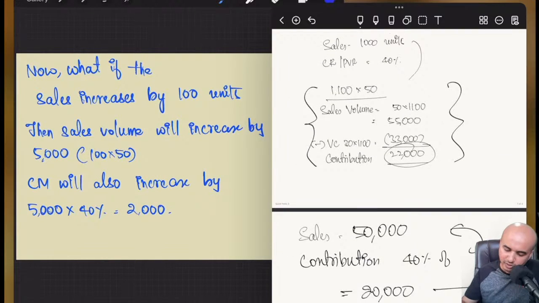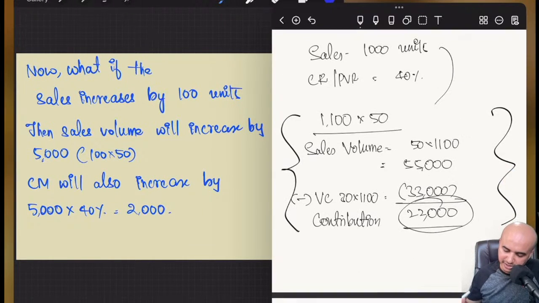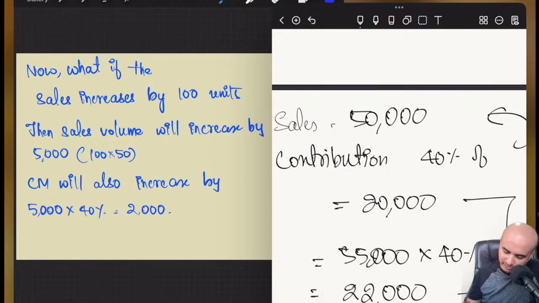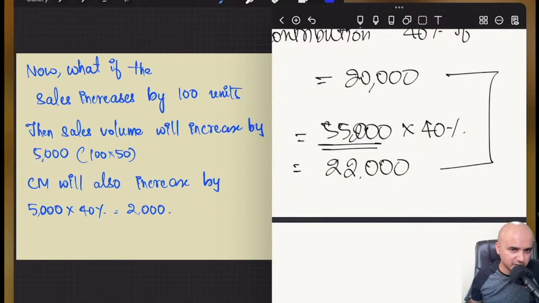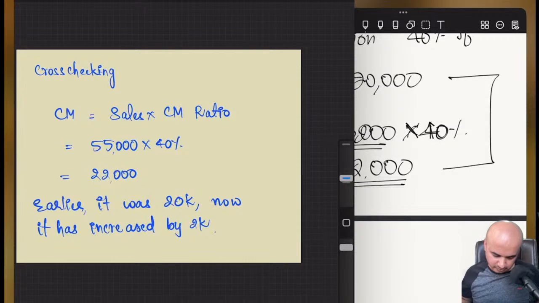Once again, I need not have calculated all this because I already know how much is my PV ratio. If I know my PV ratio, there is no need to calculate sales minus variable cost again for different levels of production. Just look at the sales. So now the increased sales is 55,000. On that increased sales, just apply the percentage of 40, which is my contribution margin. So you will get the contribution, which is 22,000 in our case. I hope that makes sense. Next.